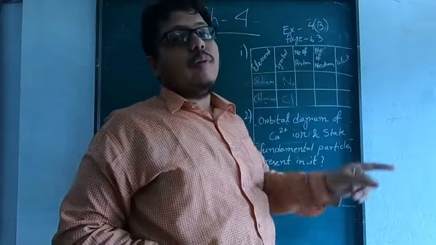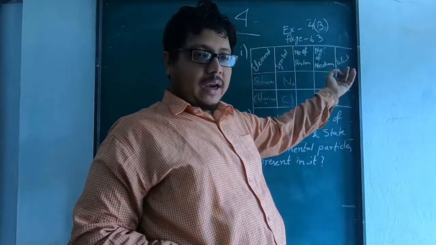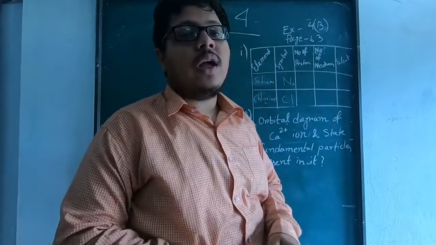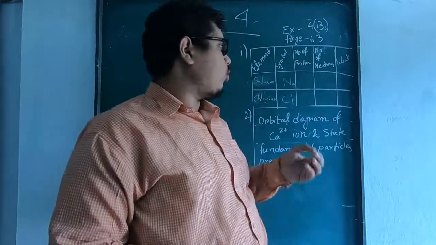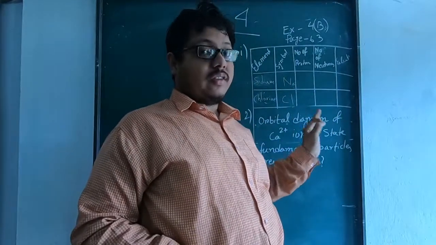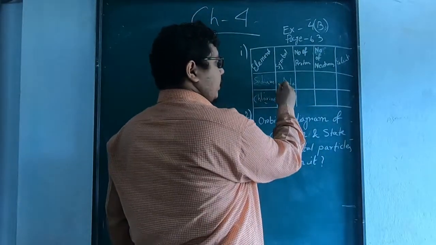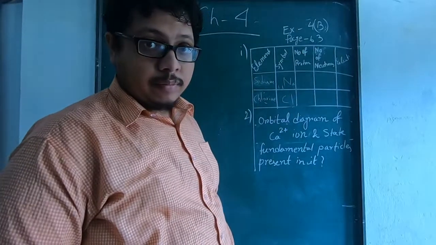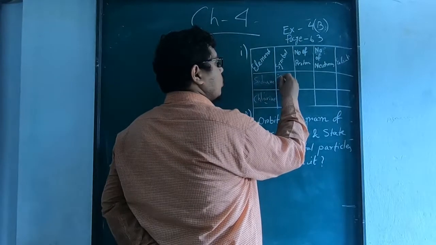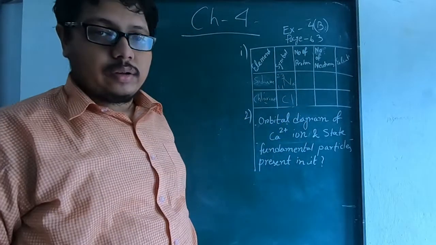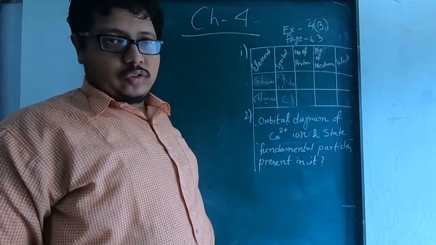For writing the number of protons, neutrons and electrons, we must know the atomic number and the mass number, right? We discussed sodium in the last class also. The atomic number you should know already by now. It is 11, is it not? And the mass number is 23.